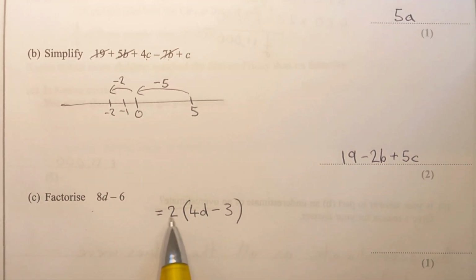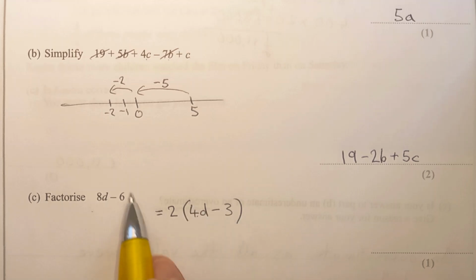So we can check, because 2 times 4 is 8, so we'd get 8d if we multiply this out, and 2 times minus 3 would be minus 6.